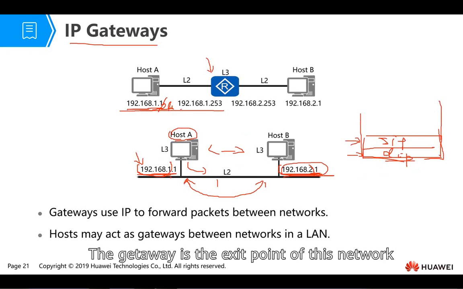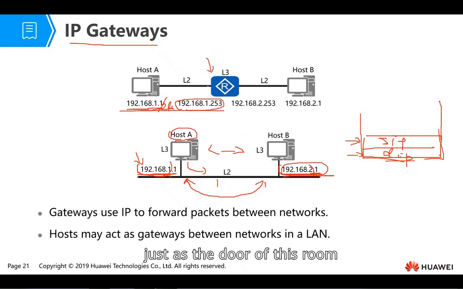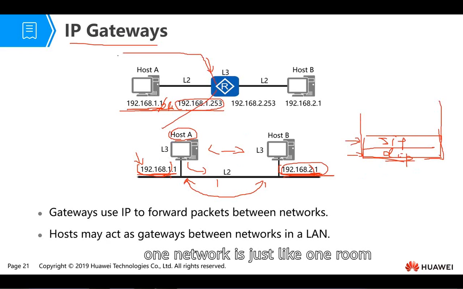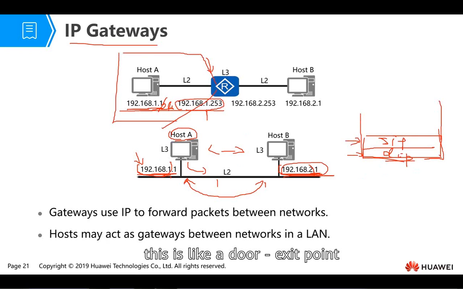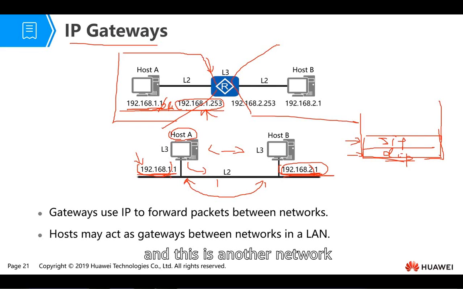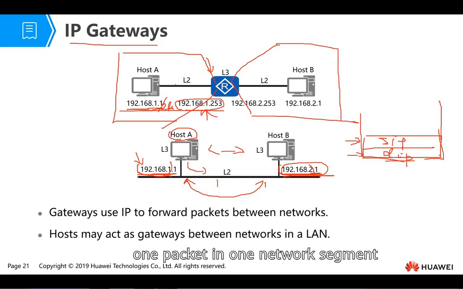The gateway is the exit point of this network, just like the door of this room. One network is just like one room, and this is the door, the exit point, and of course this is another network, just like another room. When a packet in one network segment wants to go to another segment, it should go to the door. That's the gateway.